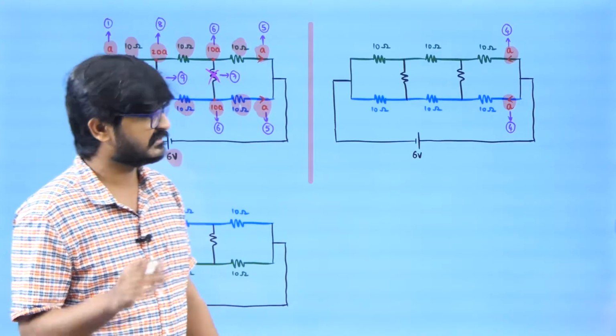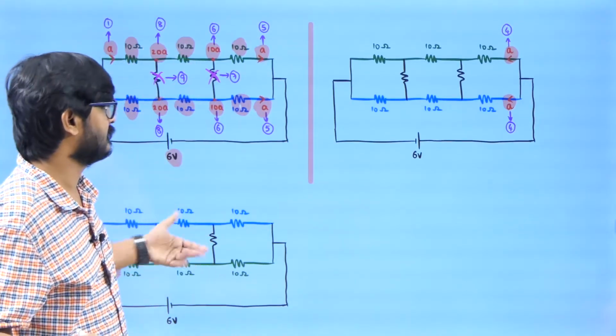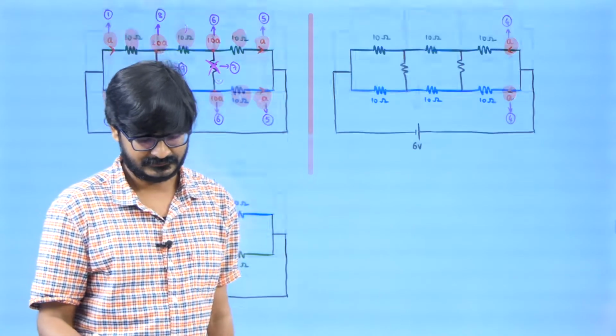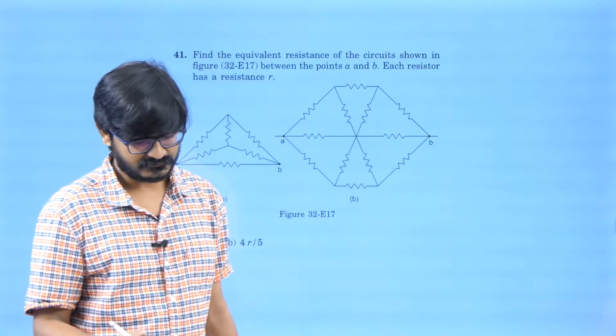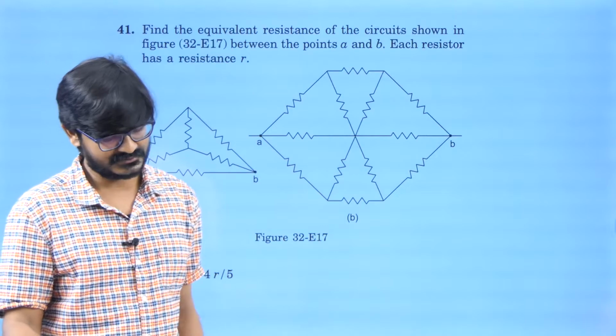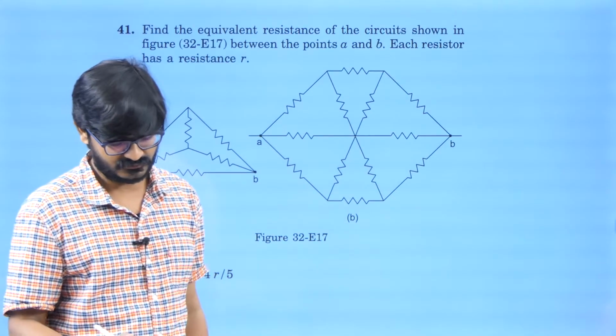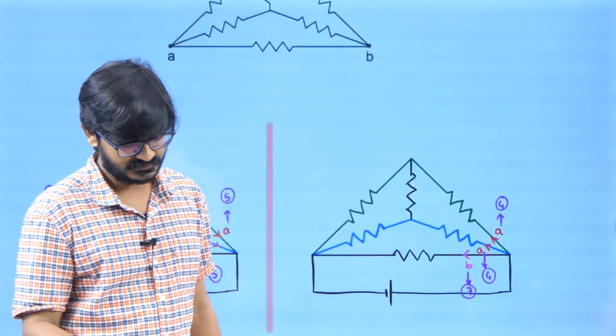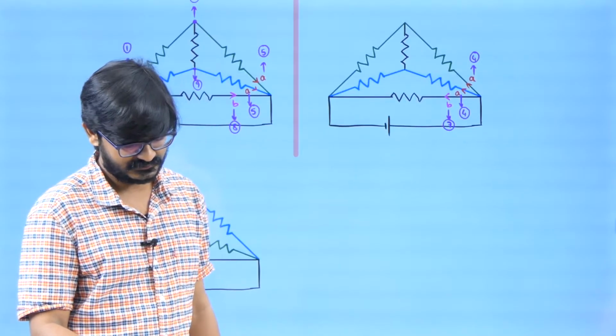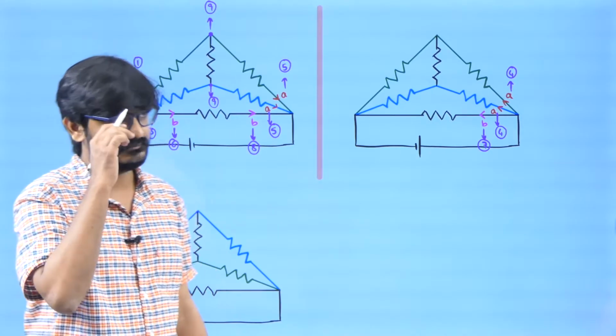So now what are things you need to see? You need to see the rotation and mirror image thing, right? Okay, now the next question is find the equivalent resistance between points A and B for these two figures. So I'll be drawing these. I'll be looking at the first one.